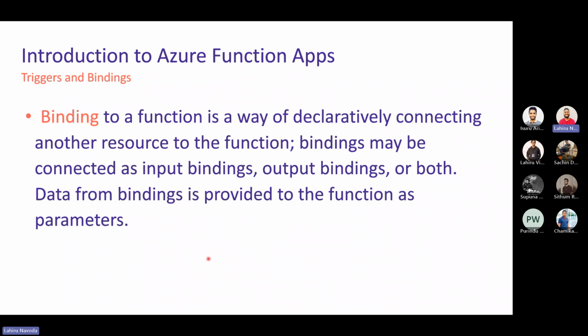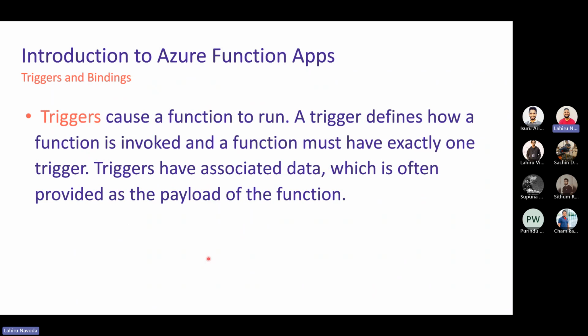When it comes to bindings, you can mainly have two types: input bindings and output bindings. For a particular function, you can have either input bindings or output bindings, or both. As the name depicts, input bindings are used to input data, and output bindings are used to put data from the functions into other resources. So I hope these two terms are clear to you: triggers and bindings.